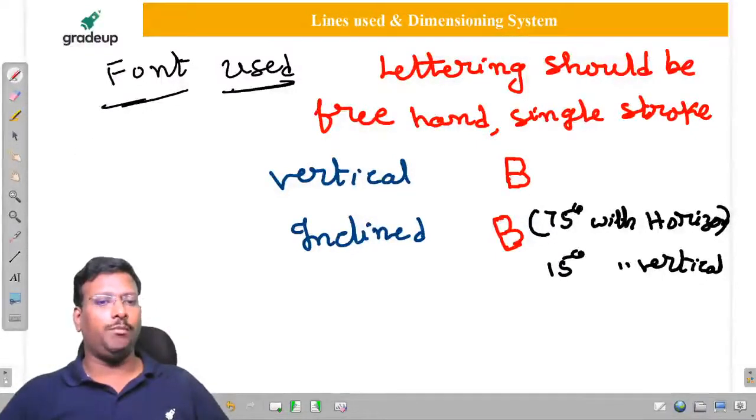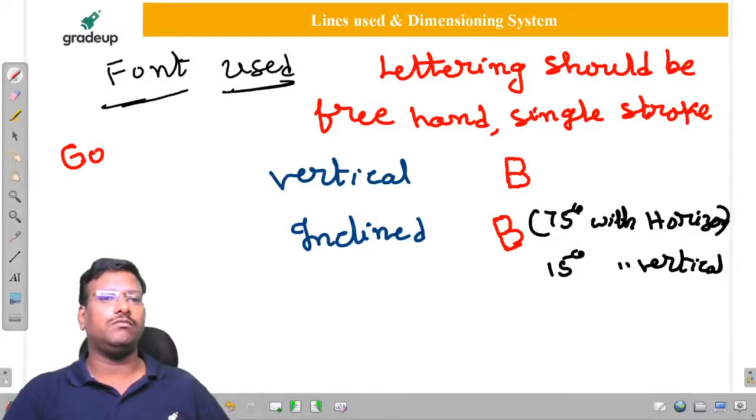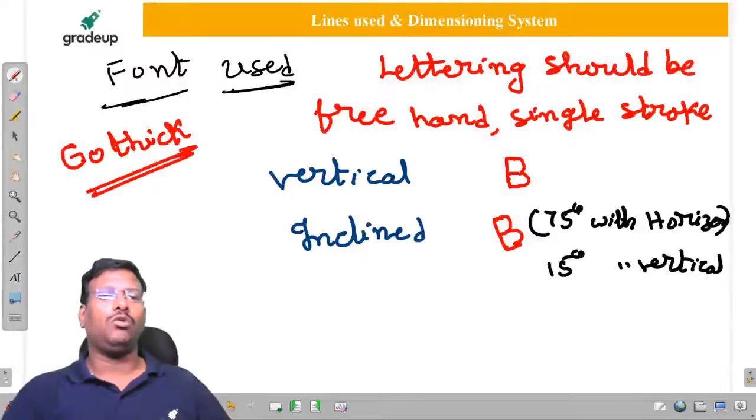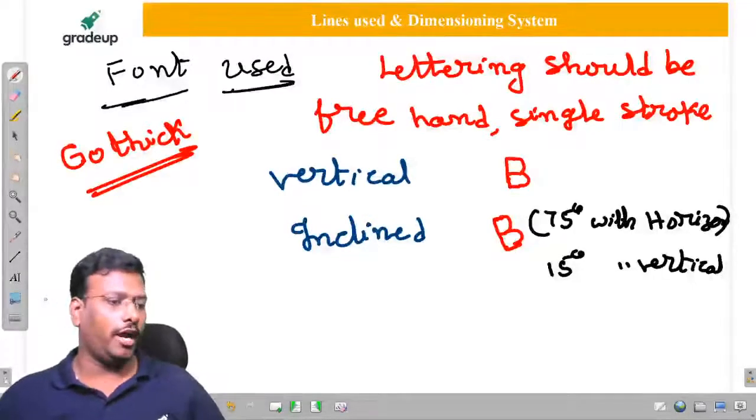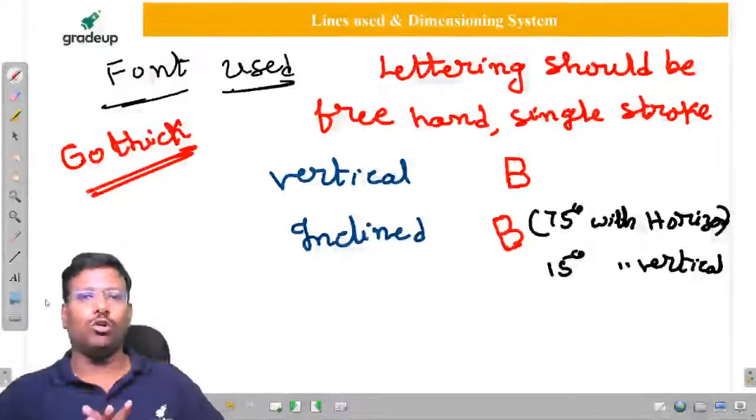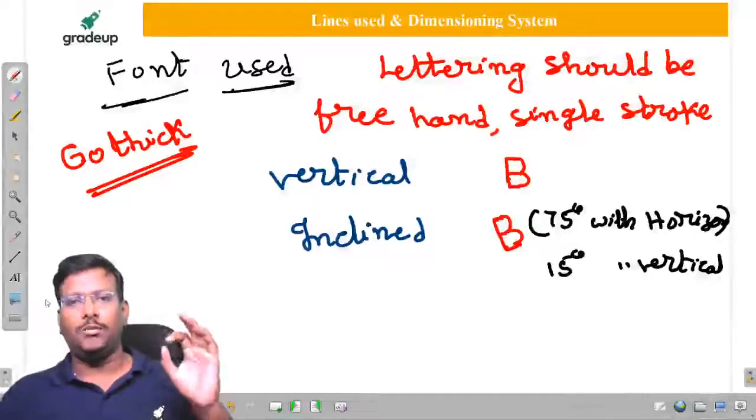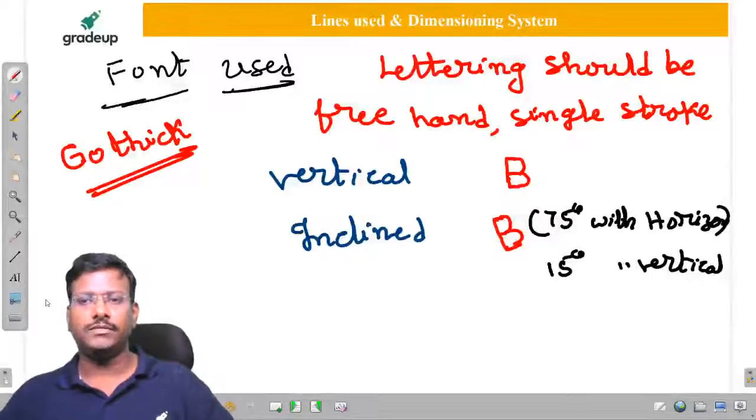Remember, this is one of the important elements, my dear friends. This is Gothic. Gothic font is to be used in drawing. Up to this, is it clear, my dear friends?